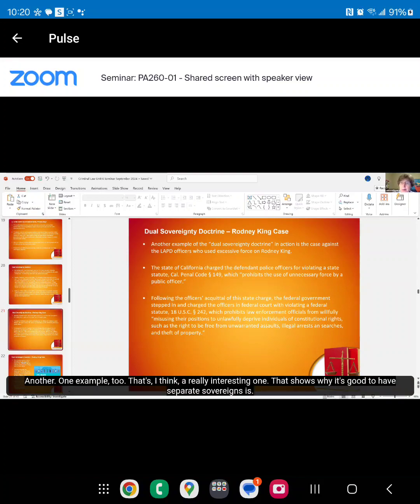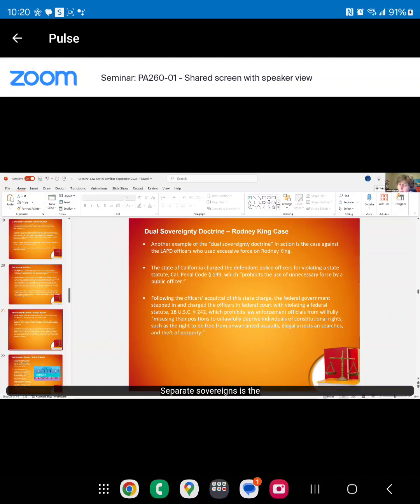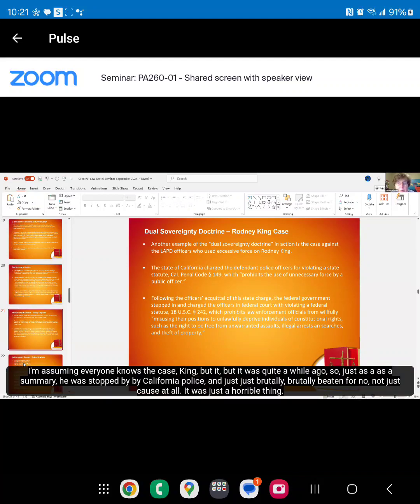One example too, that I think is a really interesting one that shows why it's good to have separate sovereigns, is the Rodney King case. So remember, the initial trial against the LAPD officers, the state of California charged the defendant police officers under a California statute. It prohibited the use of unnecessary force by a public officer. I'm assuming everyone knows the case of Rodney King, but it was quite a while ago.